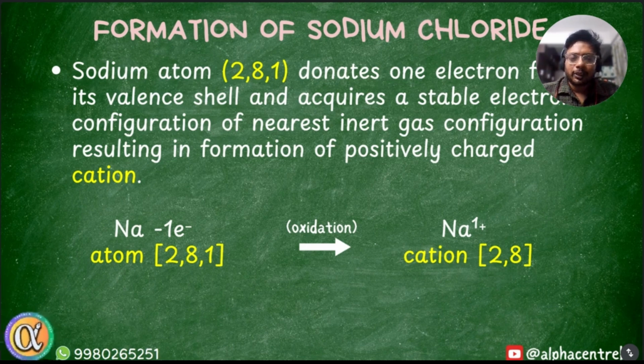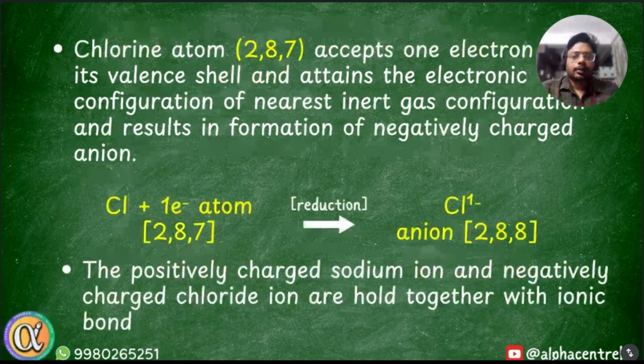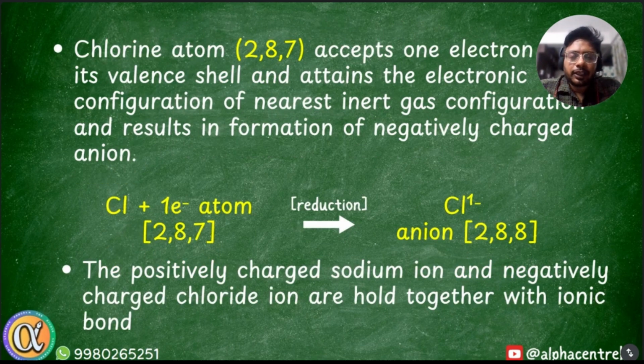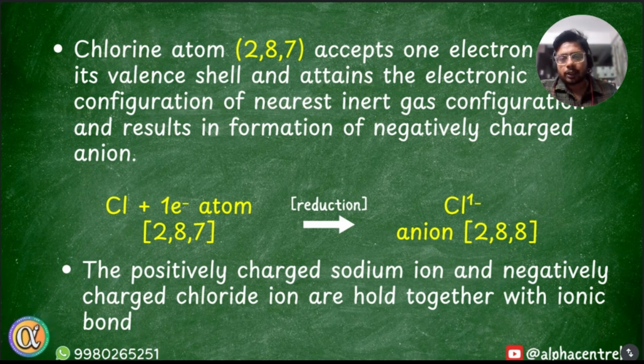Can you tell me, is loss of electron oxidation or reduction? Oxidation. Loss of electron is oxidation. Oxidation means loss of electron. Chlorine atom has electronic configuration of 2, 8, and 7. Means it has 7 electrons in its outermost shell. Do you think it is planning to donate these 7 electrons? No, sir. No. Why?